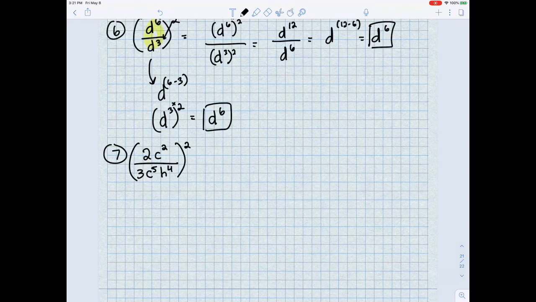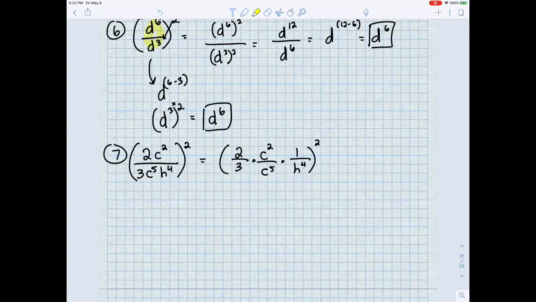Ooh. Okay, so for me personally, I like to solve whatever is in the parentheses first before I raise anything to exponents, just because it makes my life a little bit easier, okay? So I'm going to rewrite what's in the parentheses. So this is 2 over 3 times c squared over c to the 5th times 1 over h to the 4th. Okay, and I know that all of that is raised to the second power. So let's see what I can solve in here.